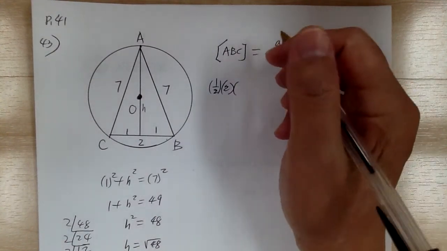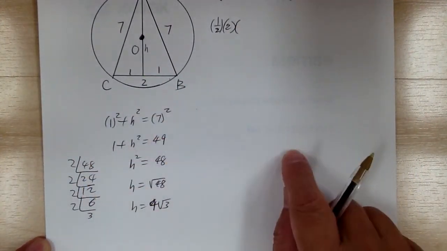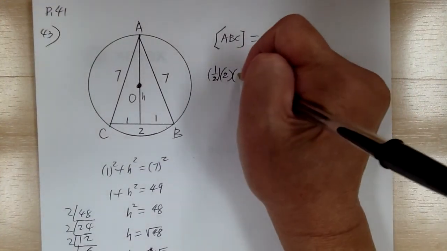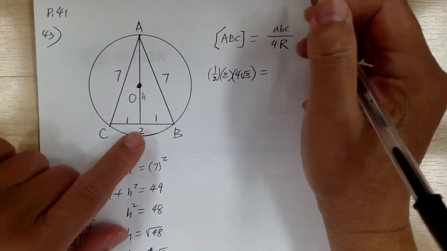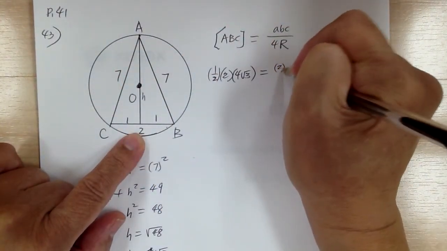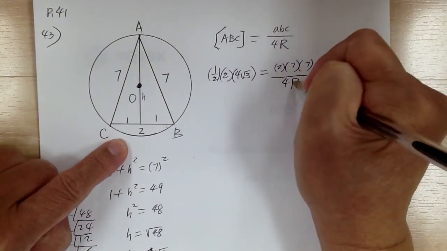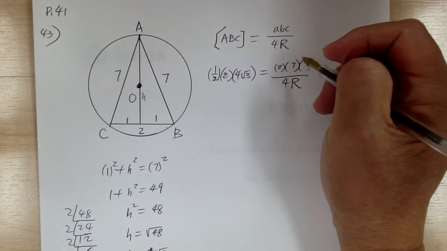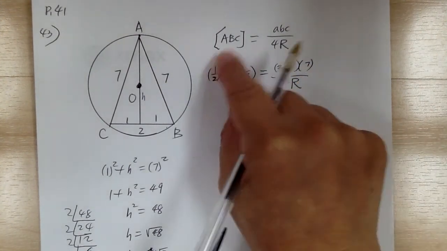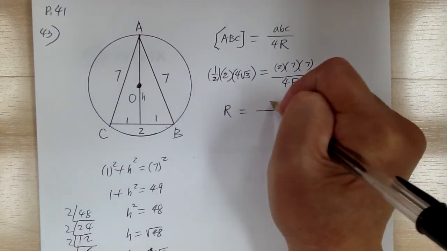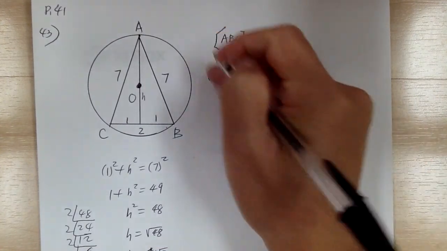Okay, so substituting here, h equals 4 square root of 3. So the area will be 1/2 times 2 times 4 square root of 3, and this will equal abc over 4R. So a would be 2, b would be 7, c would be 7, over 4R. Okay, so let's move things around. Let's move the R up there and move everything down here.